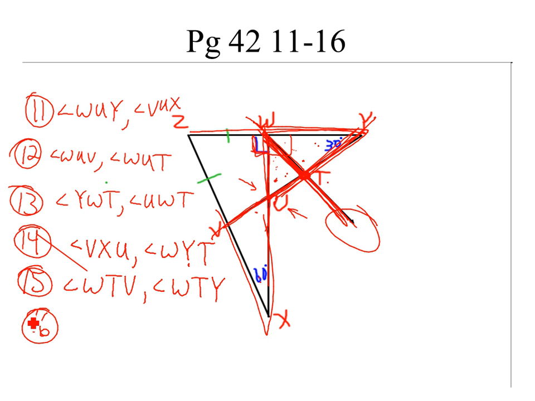Number 16 says name an angle supplementary to UVZ. UVZ is that angle right there. We want an angle that together with that adds up to 180. Well, it's going to be this angle over here that forms a linear pair with it. That's angle UVX.